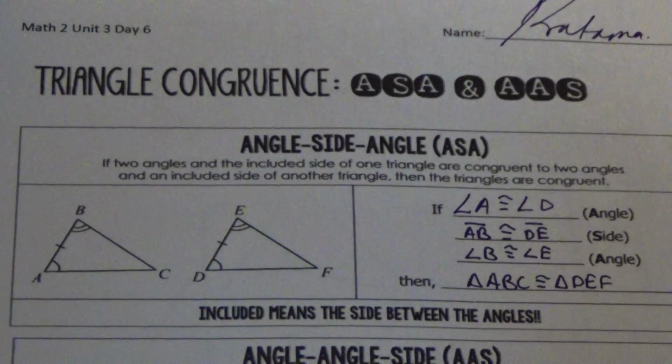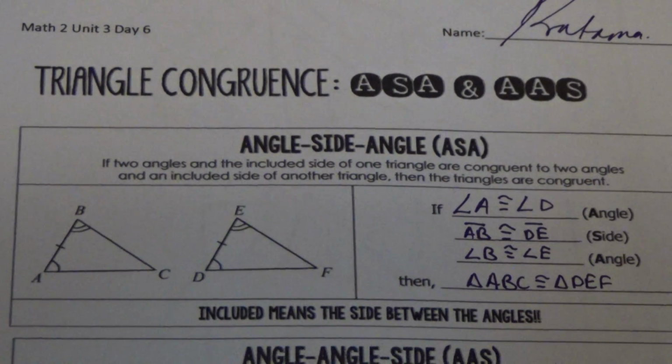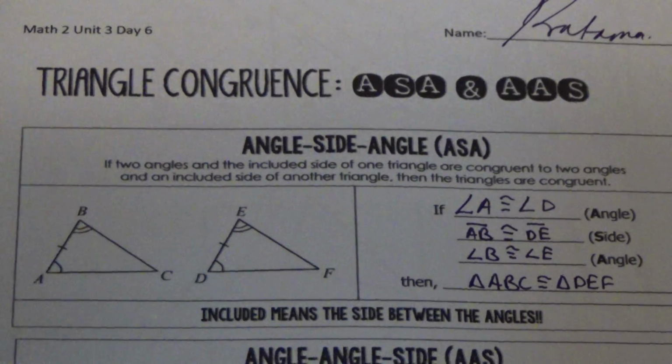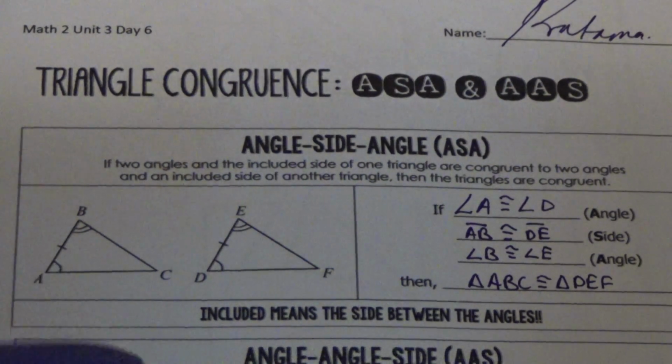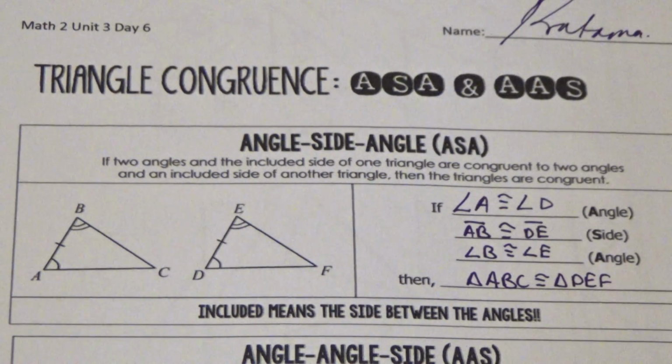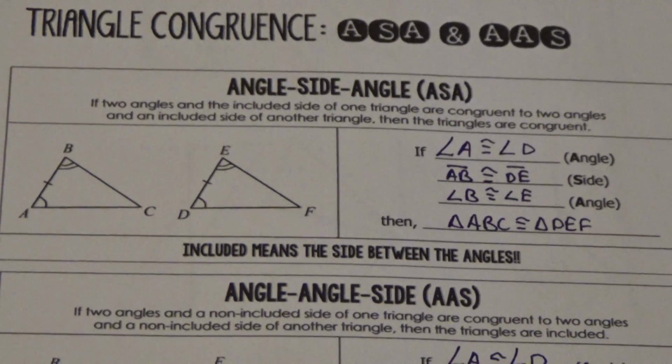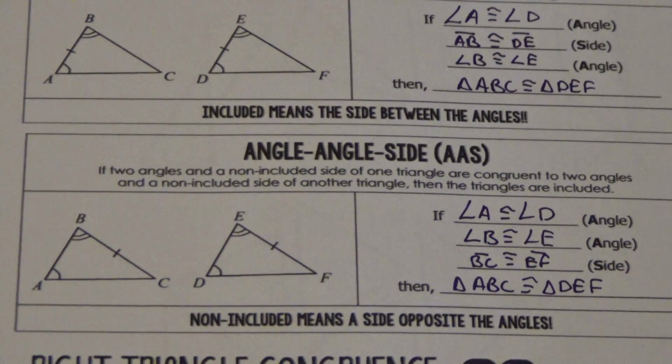So again, like we talked about yesterday, it has to be consecutive. Angle side angle. No matter where you go, you get angle side angle here. Alright. The second one is angle angle side.